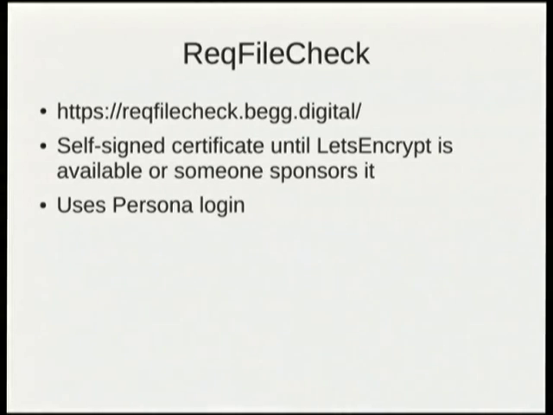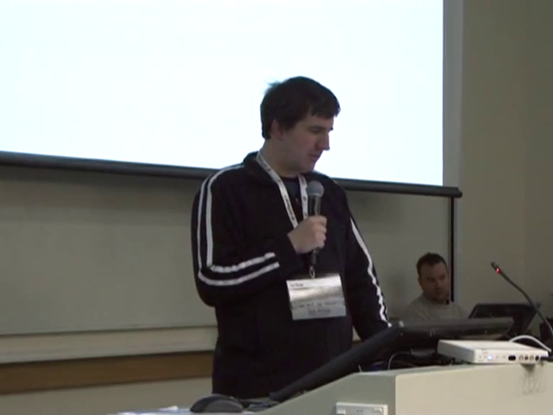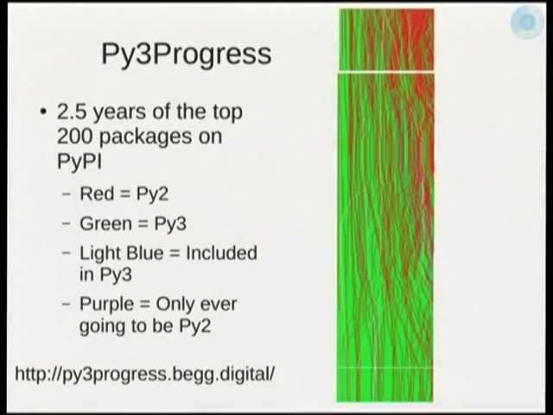And it uses Persona for login. This was originally done by Mozilla, now in community management, I believe. So you don't tell me anything other than your email address, which I kind of need if I'm going to send you an email, right? So it will get a nice certificate once Let's Encrypt gets going, which apparently is now November. That's kind of neat. But the other thing I'm going to talk about is Py3 Progress.